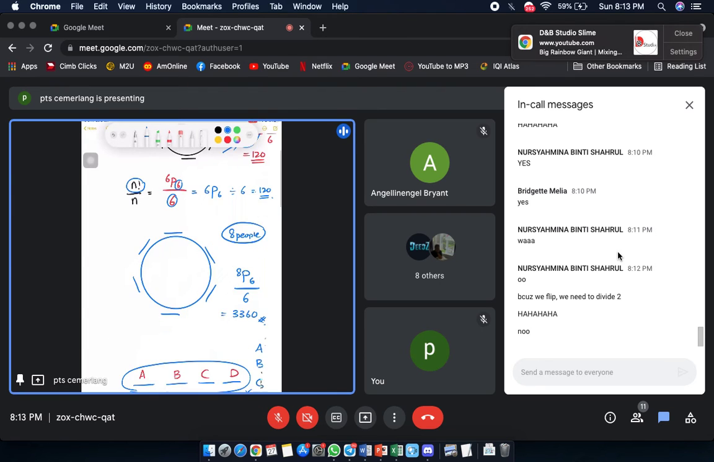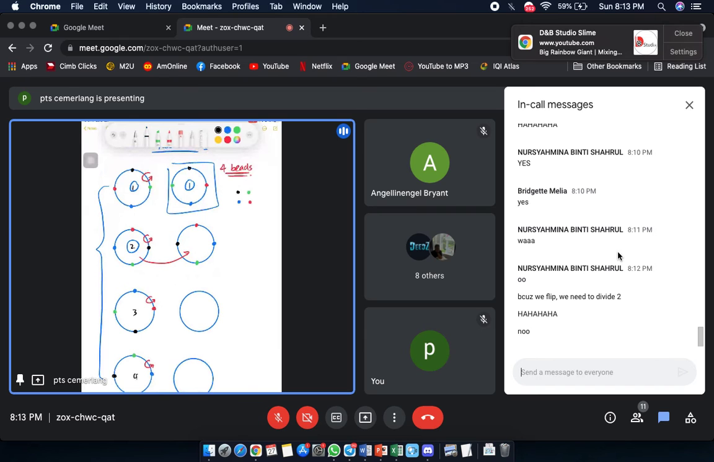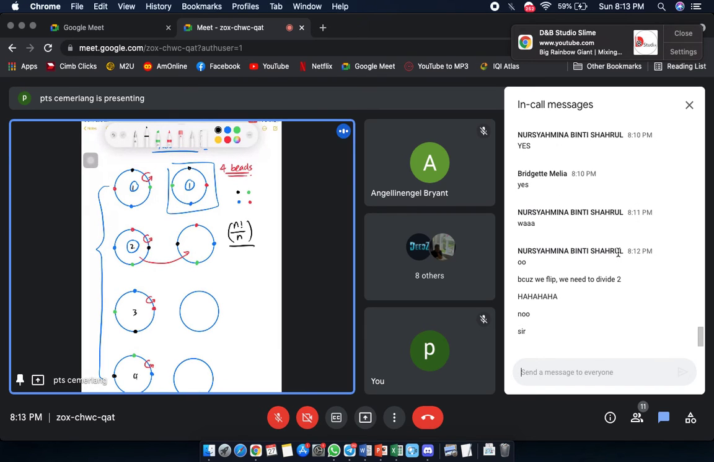So, if a necklace can flip, a bracelet is the same. So, therefore, for a necklace, the formula will be like this: n factorial over n, and then divide by 2. This is the formula, because of the flip. Because a necklace can flip.